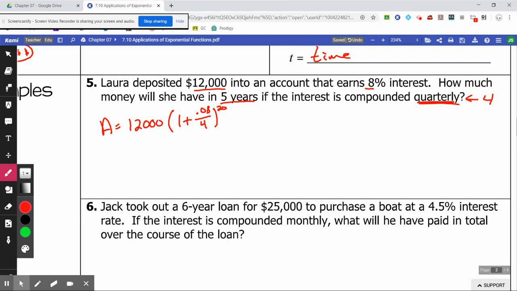You can type this all straight into your calculator, or if you're going to do it by steps, make sure you divide first. Then you're going to add 1 to do the stuff in parentheses.